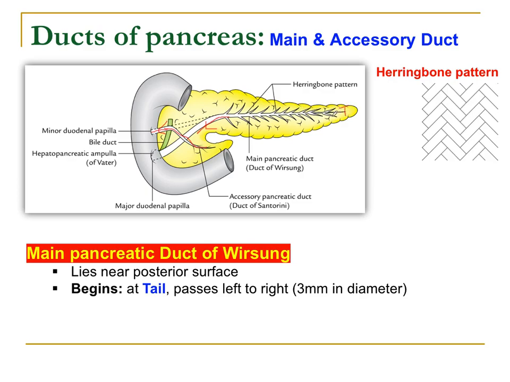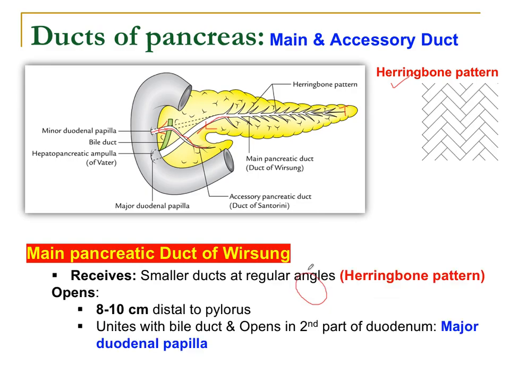If you see the pattern of this duct, it looks somewhat like the bone of a fish, so this duct pattern is called the herringbone pattern. The diameter of this duct is almost 3 mm. This pancreatic duct receives small ducts, creating a herringbone pattern, and it opens in the major duodenal papilla along with the opening of the bile duct.